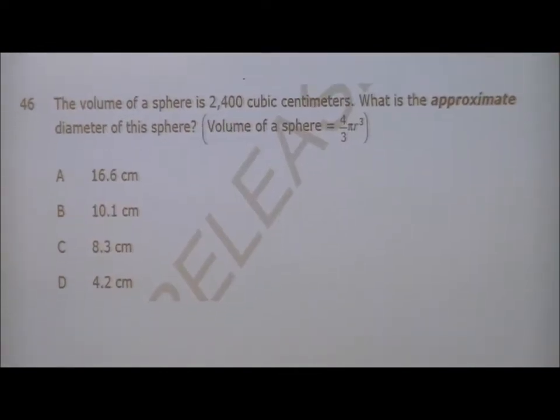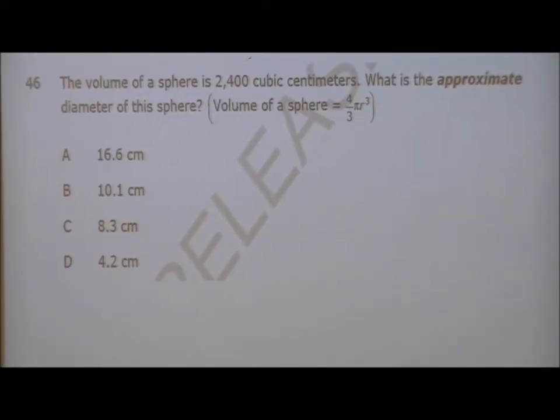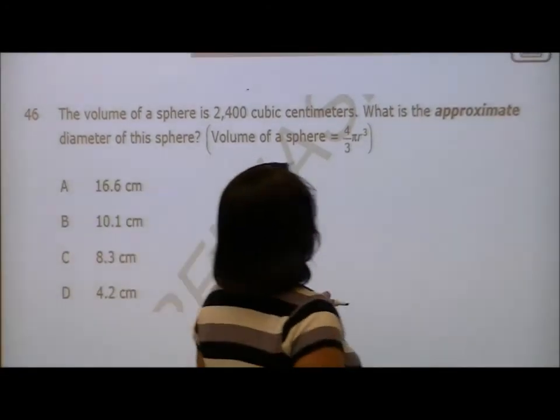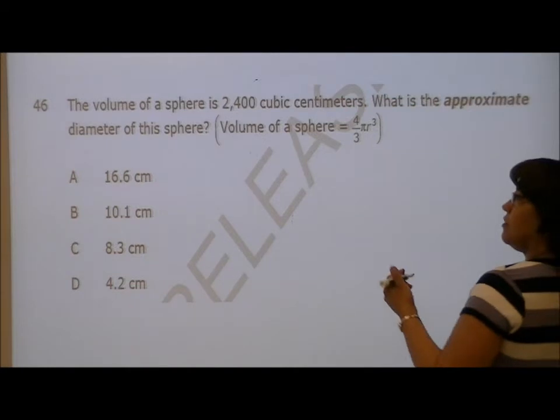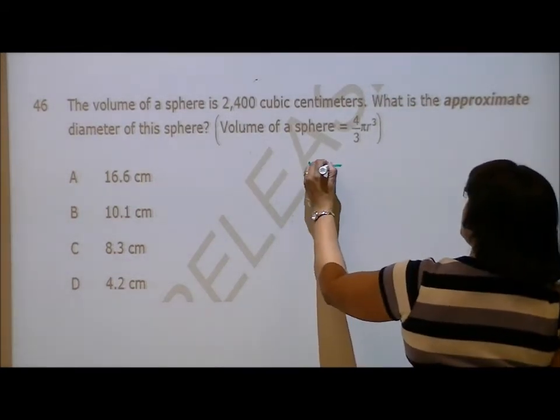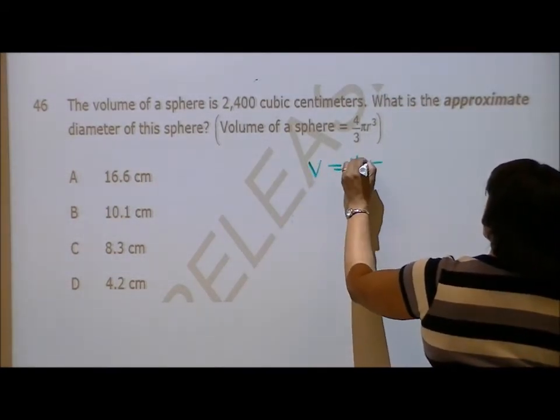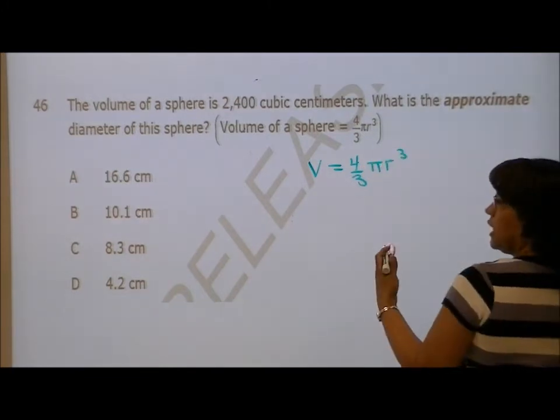For number 46, this one's not too bad at all. The volume of a sphere is 2,400 cubic centimeters. What is the approximate diameter of the sphere? You do have to know some things. They give you the formula. Now I'm going to show you how to use another function on your calculator.